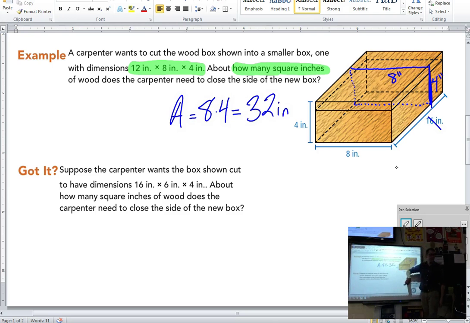32 inches squared. Gotta have that square to make it area. No, you would not use this and squared. You would write out IN squared.